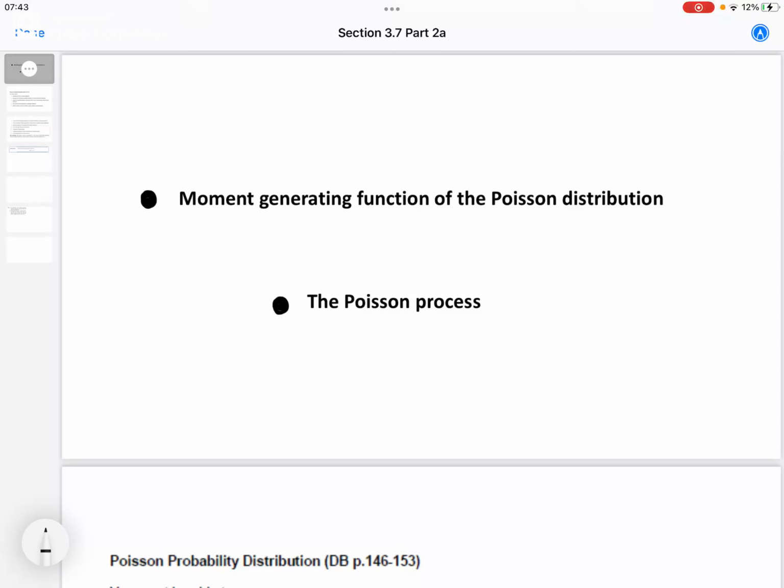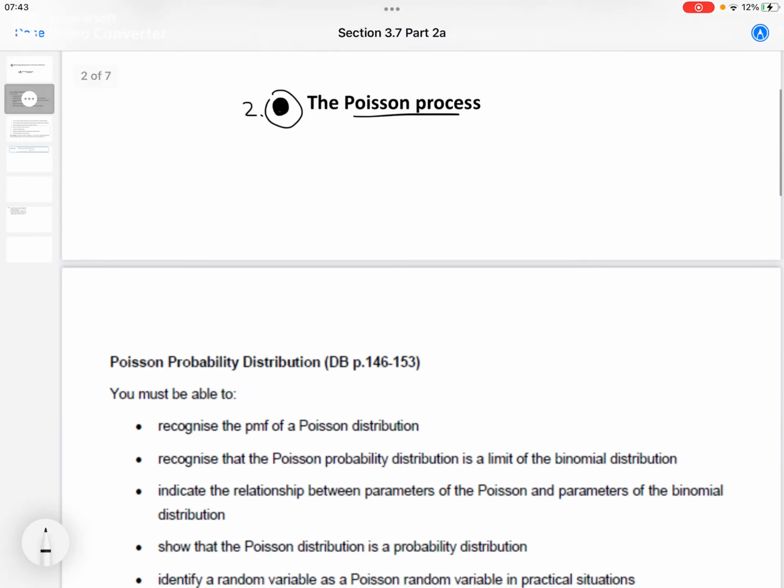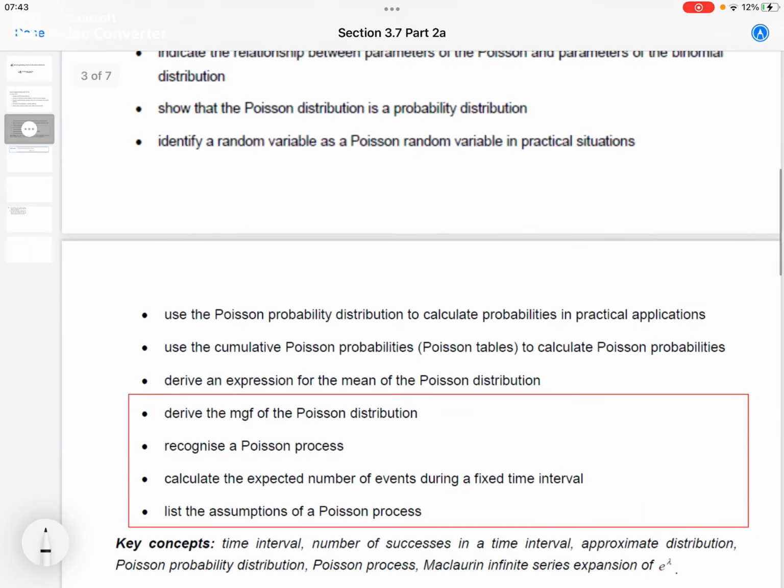In this video, we will be looking at two things. Firstly, we will look at the moment generating function of the Poisson distribution, and then secondly, in the second part of the video, we will discuss the Poisson process.